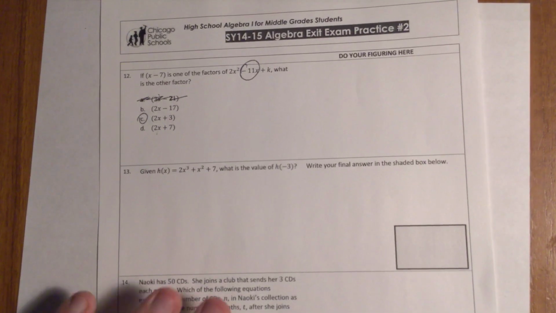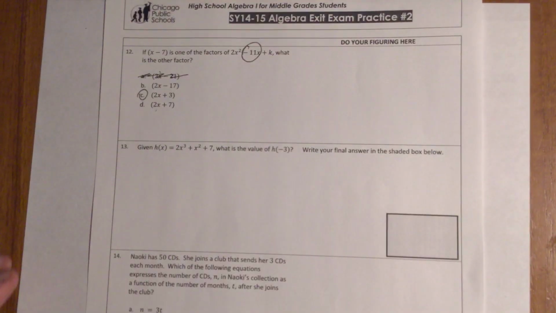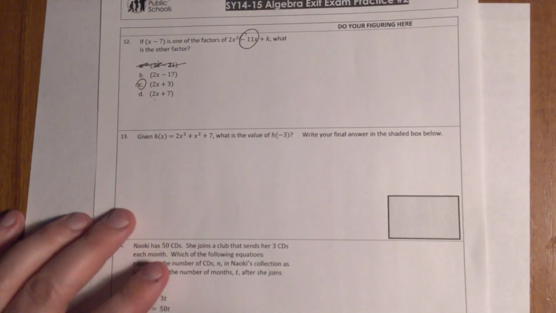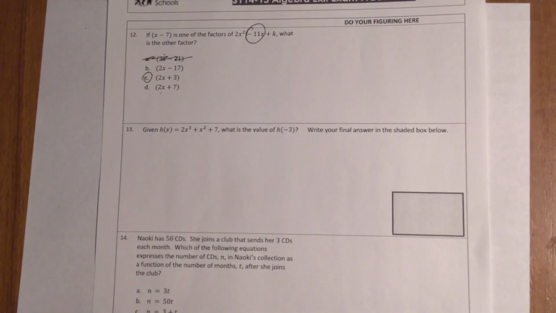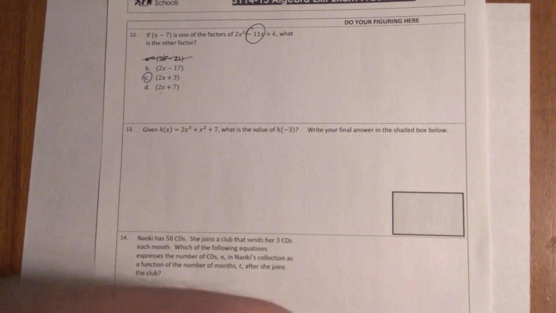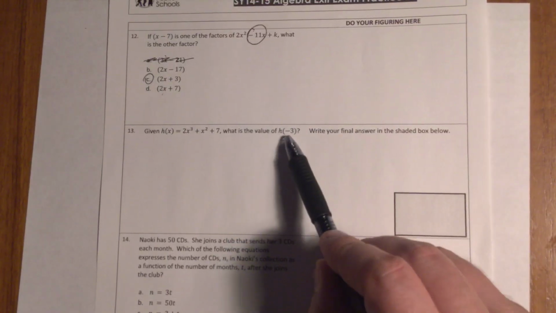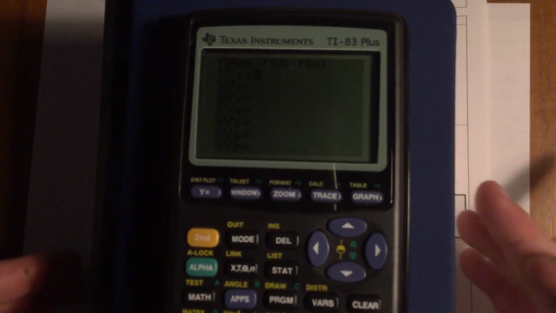This next question is another one of those questions where if you stop and think, okay, what are they asking? How can I solve it? It's not so bad. Given h of x equals 2x cubed plus x squared plus 7, what's the value of h of negative 3? This is another one where, how should you do this? I could plug this in by hand, or I can use the calculator. If you haven't bought a calculator yet, you should. You'll use it forever.